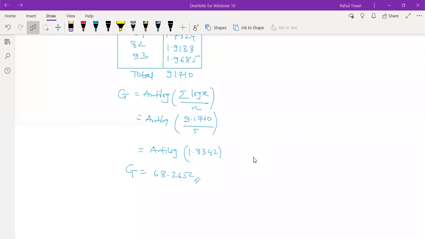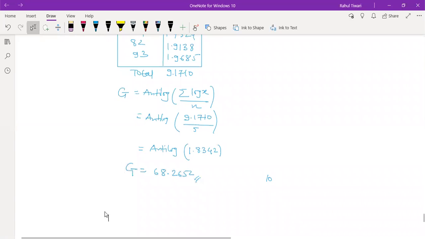So when you press shift log, you will get 10 to the power something. After 10, you type this number, 1.834, and press the equal sign, and you will get 68.26. Please check, everybody. Yes, sir, everybody is getting the answer 68.26. Is anyone who is not getting it? I think everybody should know how to get this. Is that okay, is that clear?